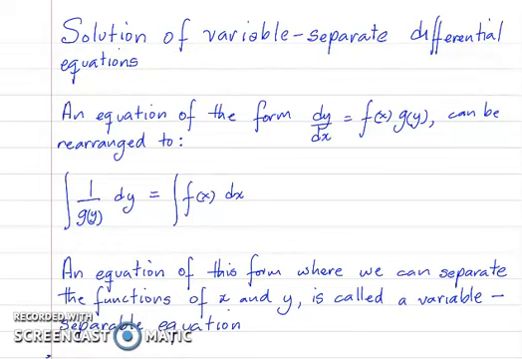All right. So let's talk about solution of variable separable differential equations. An equation of the form dy by dx is equal to f of x times g of y, where f of x and g of y are functions of x and functions of y respectively, can be rearranged to the integral of 1 over g of y with respect to y is equal to the integral of f of x dx. Now, an integration of this form where we can separate the functions of x and y is called a variable separable equation. All right. So let's have a look at an example of a variable separable differential equation question.